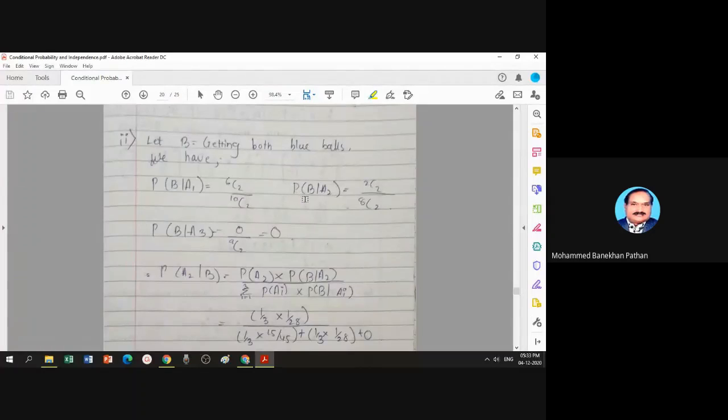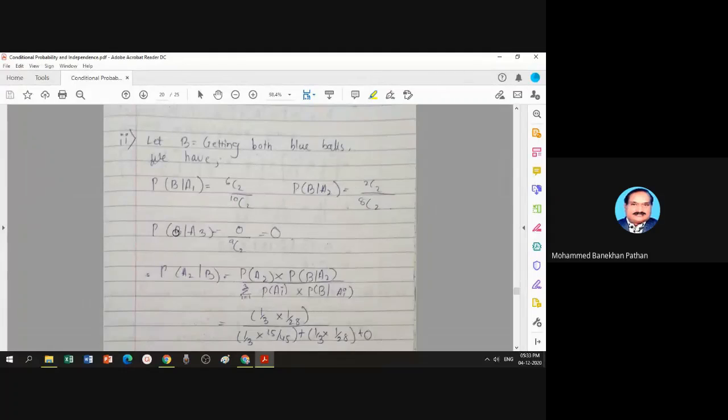Similarly, chance of getting both blue from A2. Second partition, second bag, 2 blue, I select 2 out of 8. So 8C2 is the denominator, 2C2 the numerator.